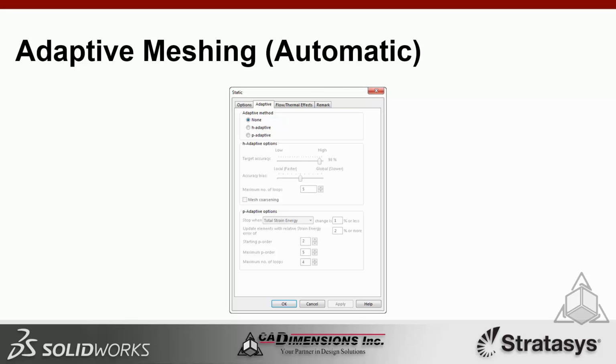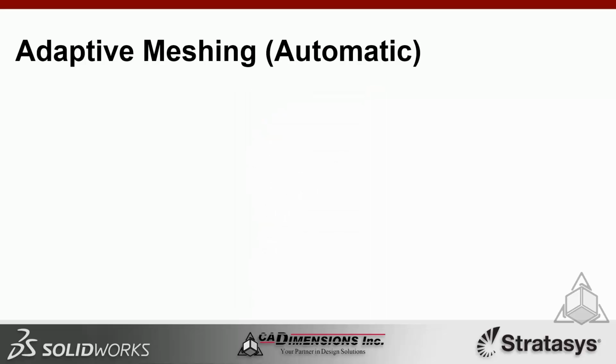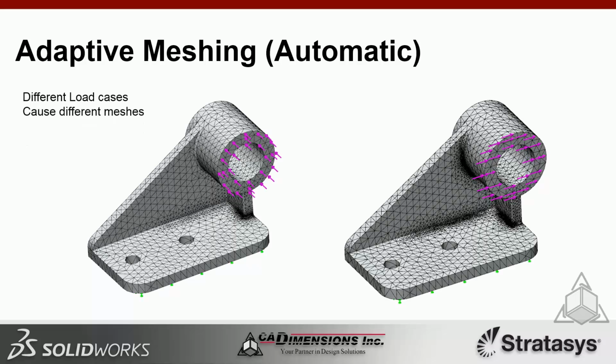First, let's take a look at H-adaptive. H-adaptive refinement changes the mesh size and density based on where it thinks the high stresses are. It uses the energy norm error to calculate that. We'll talk more about that later. Because of this, your loads and restraints play a huge role as to where the mesh gets refined.